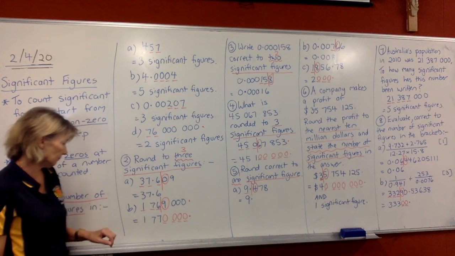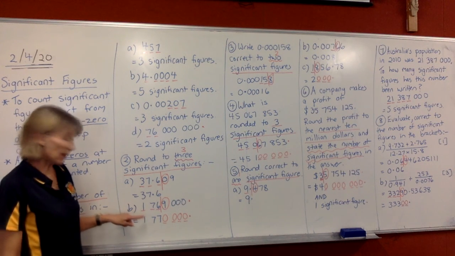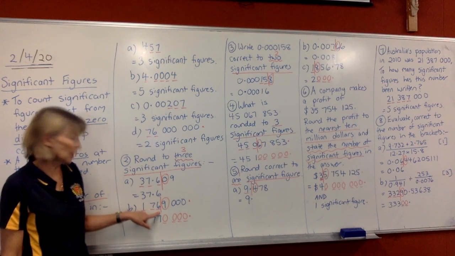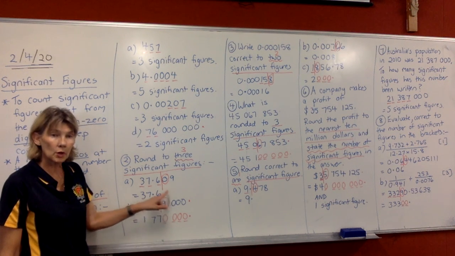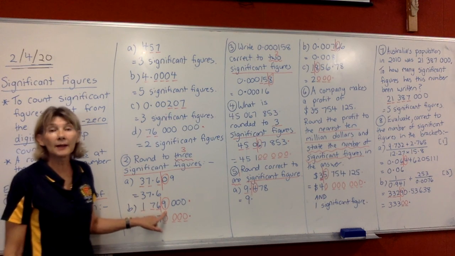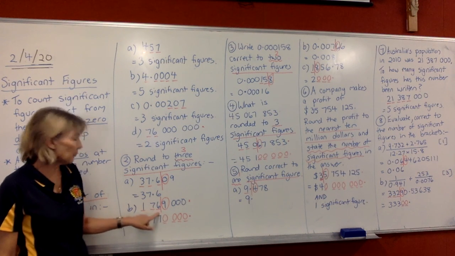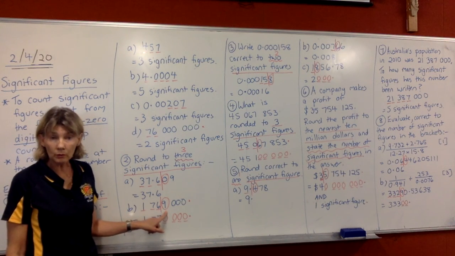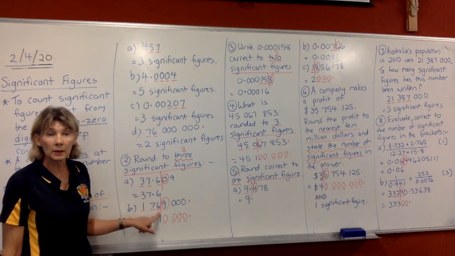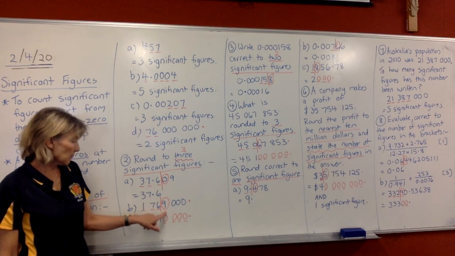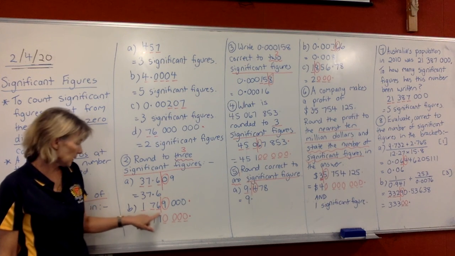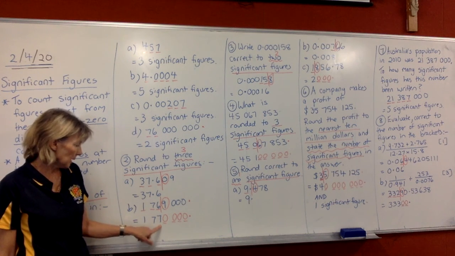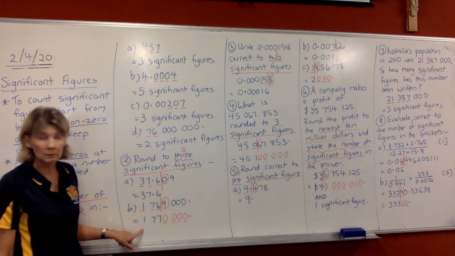In the next one, we have the number 1,769,000 to 3 significant figures. Start counting from the first digit that's not a zero. 1, 2, 3. Draw your line, circle your next digit. If that is less than 5, the number before the line would stay as it is. But if it's 5 or more, the number before the line goes up by 1. The number we've circled is 5 or more, so the one before the line goes up by 1. That will become a 7. Keep everything else before it.